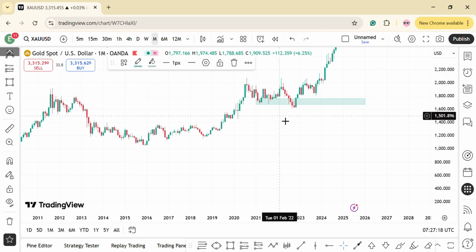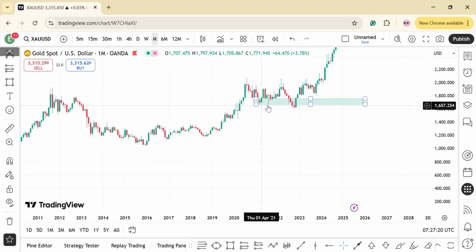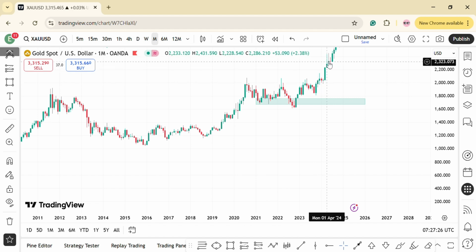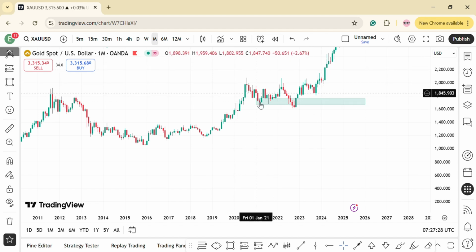Price later creates liquidity here, this and this equal, and the price came down, cleared this liquidity and still continued to the upside. So when you are on this trade, you see price create liquidity. There's a need to hop out when price has gotten to this level. You get it.